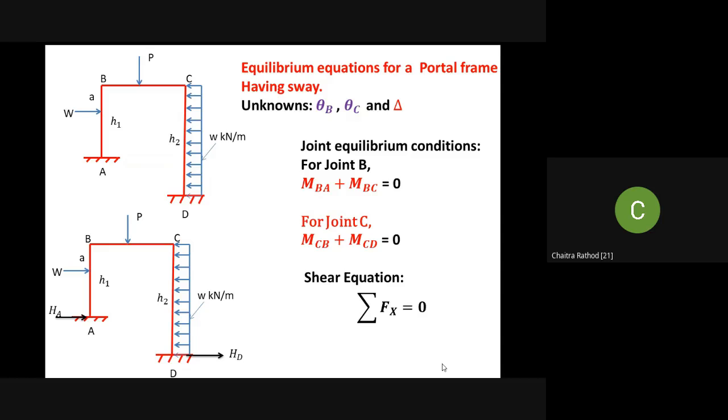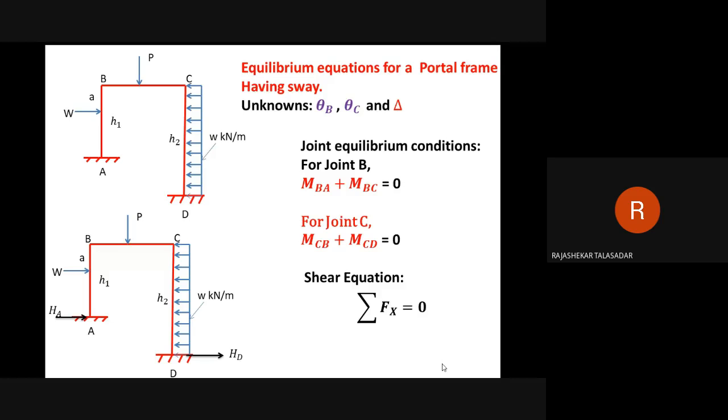W plus HA plus HD minus WH2 equals 0. Very good. Here there are 4 horizontal forces. One is W towards right, HA towards right, HD towards right, whereas this W kilonewton per meter is acting towards the left. P is not going to come here because P is a vertical loading.